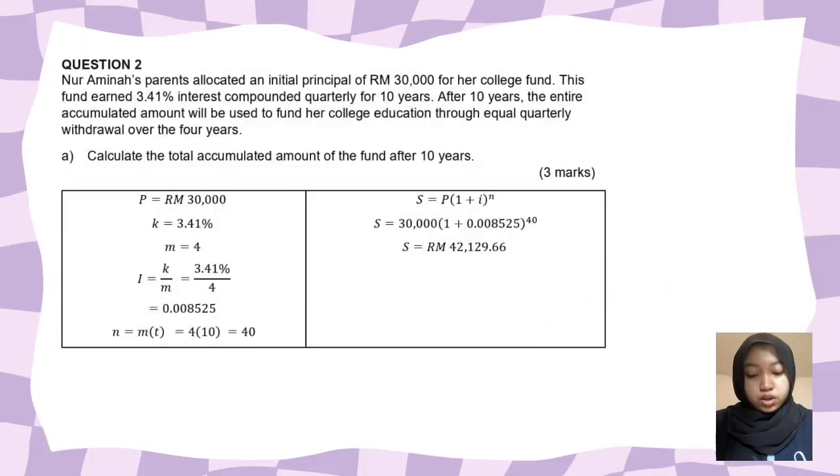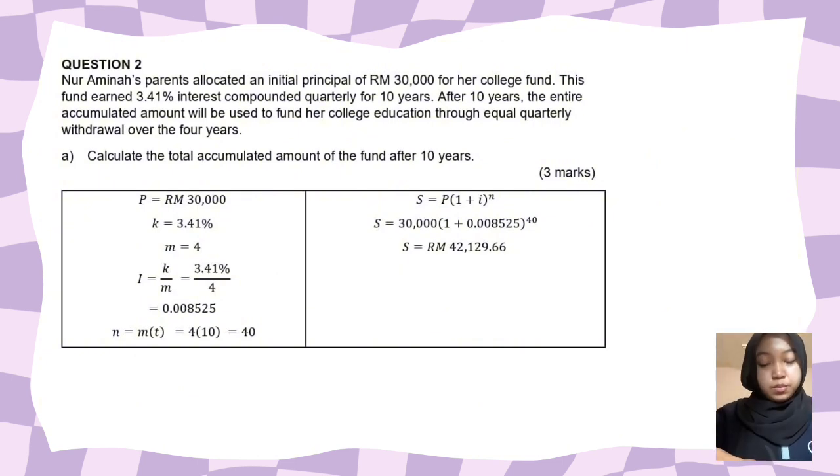For question 2, Nur Amina's parents allocated an initial principal of 30,000 for her college fund. This fund earned 3.41% interest compounded quarterly for 10 years. After 10 years, the entire accumulated amount will be used to fund her college education through equal quarterly withdrawals over the 4 years. So for question 2A, calculate the total accumulated amount of the fund after 10 years.